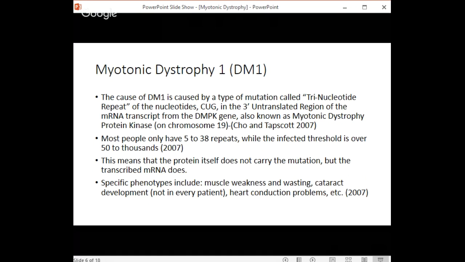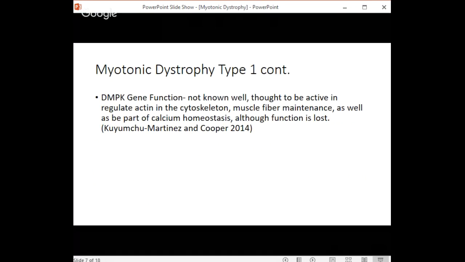So like I said before, the specific phenotypes include muscle weakness and wasting. Definitely cataract development, that's not seen in every patient, as well as heart conduction problems, which definitely makes sense as this does affect smooth muscle, cardiac muscle, and such.